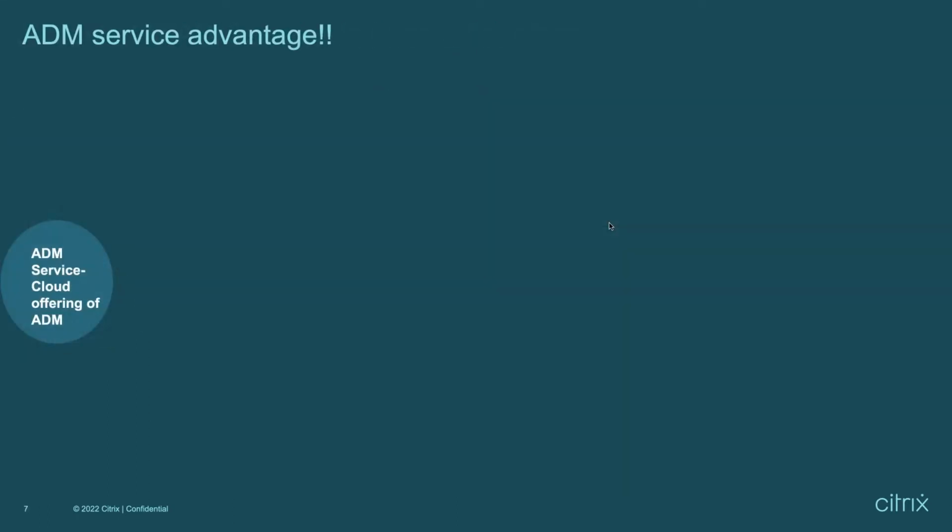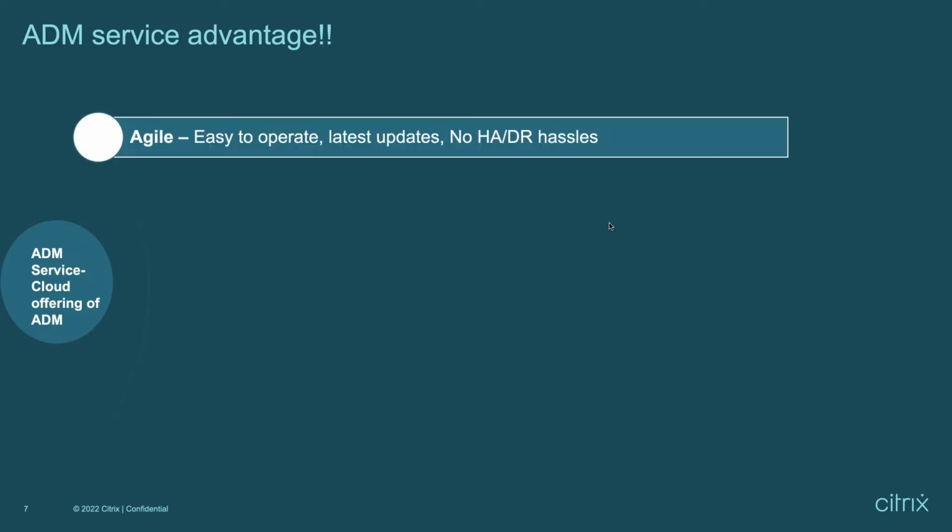So the ADM service advantages are: first, it's very agile, which means it's very easy to operate. All the latest updates find their place first and fastest in the ADM cloud service, and there are no high availability and DR hassles, unlike on ADM on-prem. When we talk about latest updates, we cover everything, whether it is customer requested enhancements or bug fixes. With the bi-weekly schedule of updates, pretty much everything gets fixed and gets first priority on the service when compared to on-prem.